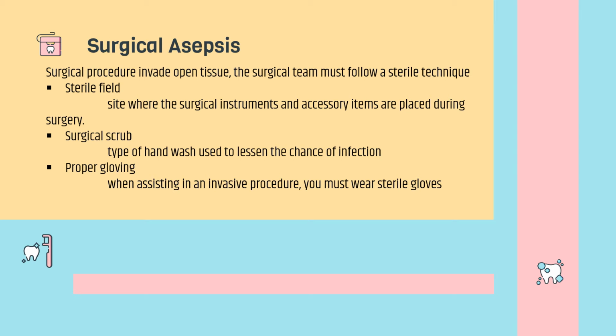As part of surgery, we nurses should observe surgical asepsis. Surgical procedures invade open tissue. The surgical team must follow a sterile technique, such as a sterile field, the site where the surgical instruments and accessory items are placed during surgery. Surgical scrub is a type of hand wash used to lessen the chance of infection. We also have proper gloving. When assisting in an invasive procedure, you must wear sterile gloves.